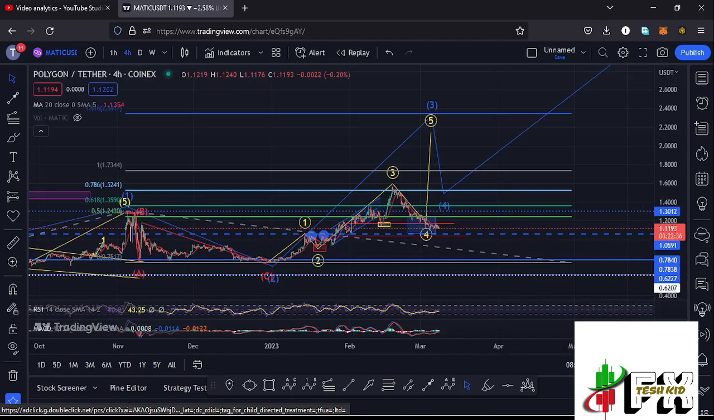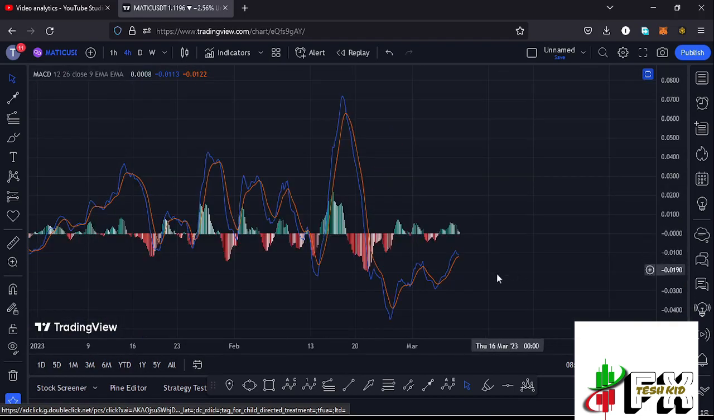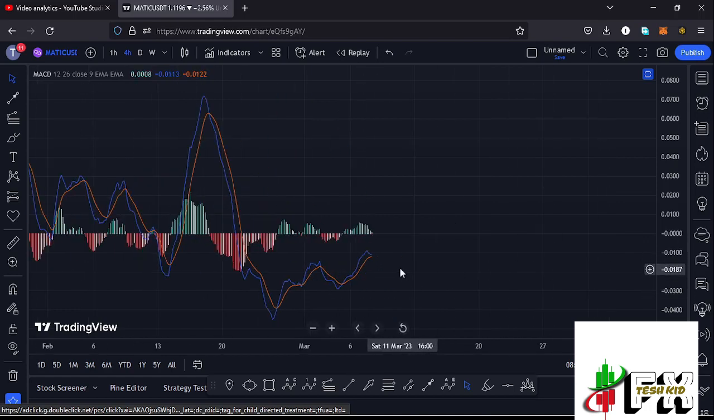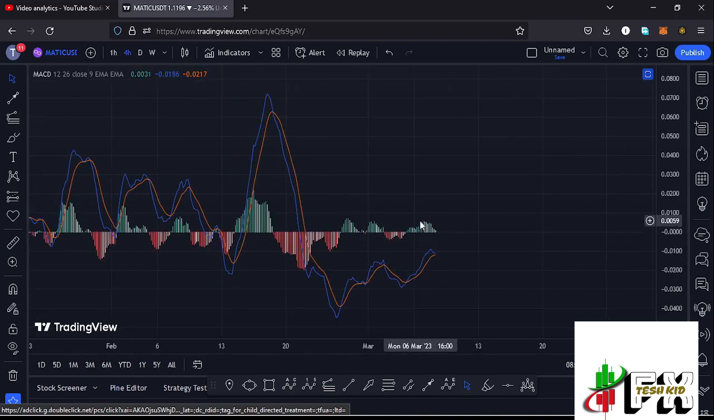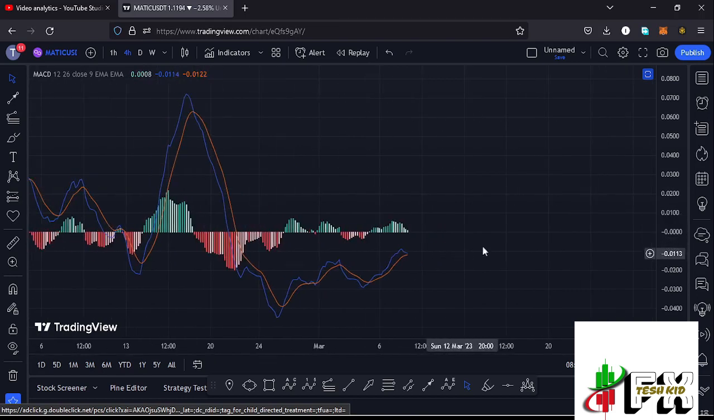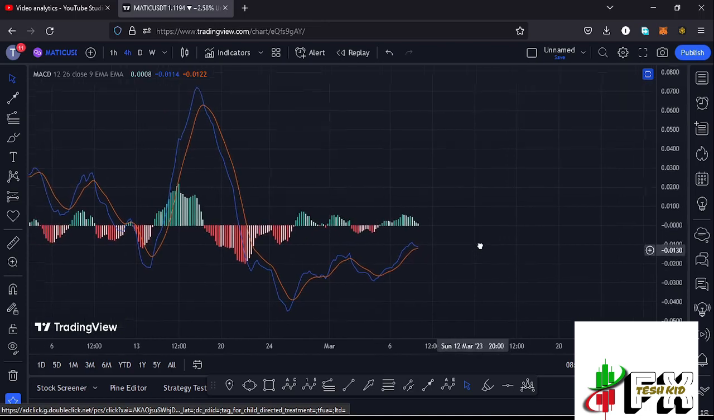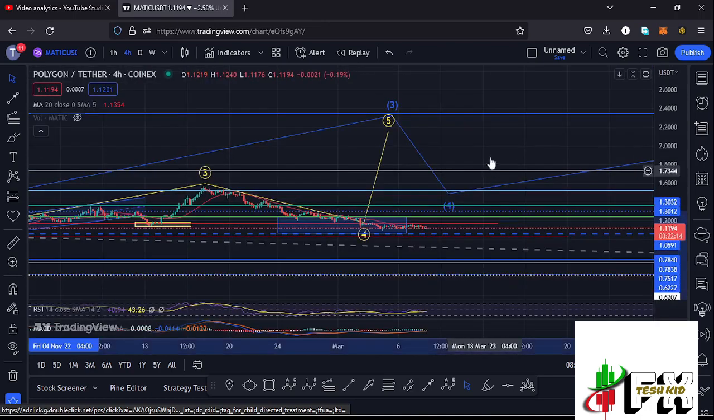Also taking a look at the MACD, here on the MACD you can see that we had been able to print a bullish crossover here, but at the time of this recording we are seeing a bit of a sharp decrease in the buying momentum, suggesting that there are chances that the breakdown might continue and continue giving us lower prices here on the Polygon Matic chart. So let's be patient and see how that plays out, and I'll be keeping you updated.